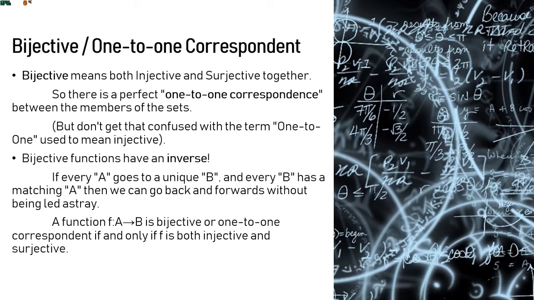If A goes to a unique B and every B has a matching A, then we can go back and forwards without being led astray. This is bijective. A function from A to B is bijective or a one-to-one correspondent if and only if f is both injective and surjective.